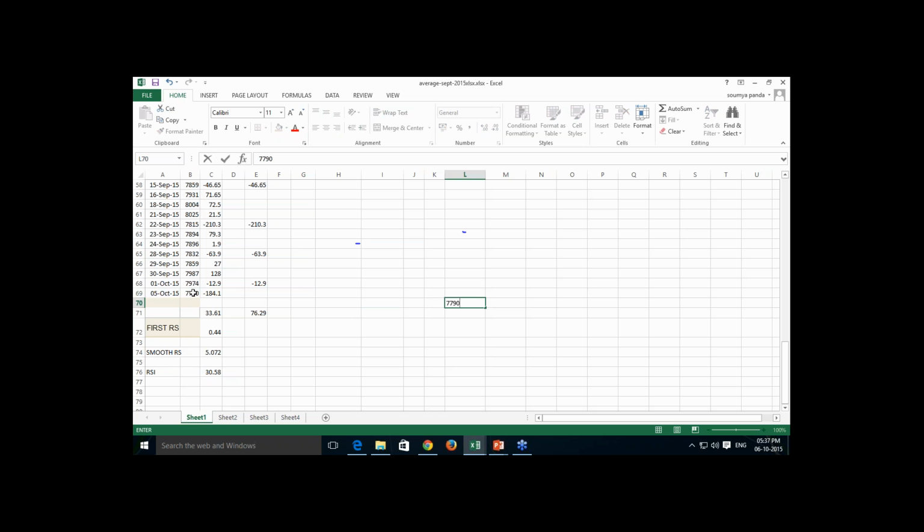Same way, if I go on adding, at 8145 it is 48, at 8350 it is 55, at 8450 it is coming to 58, at 8600 it is coming to 61.